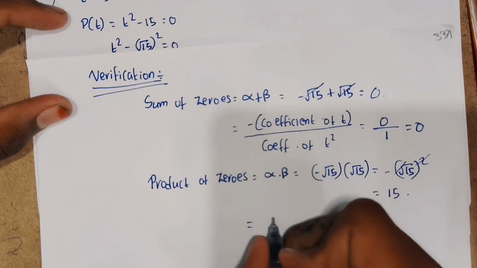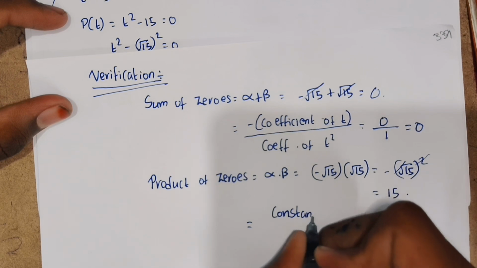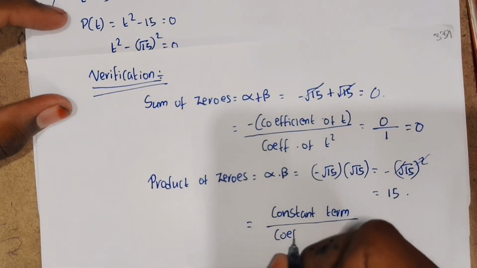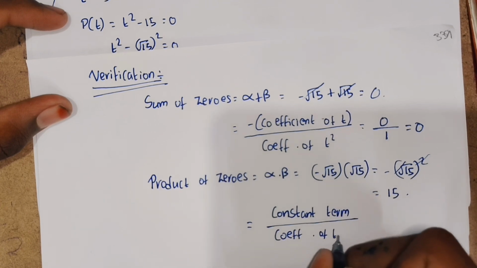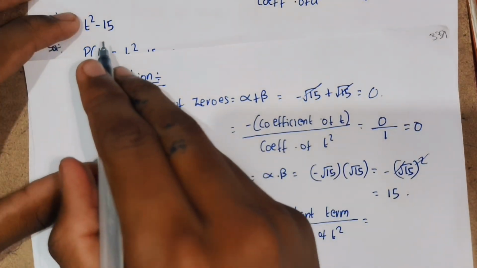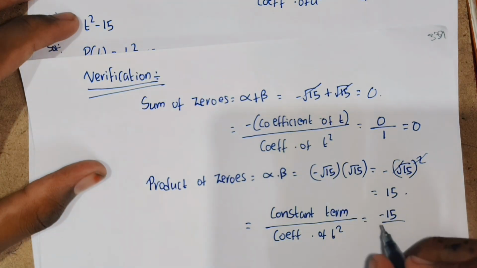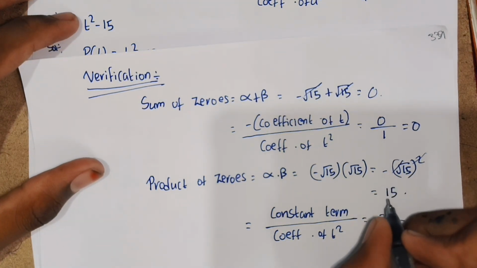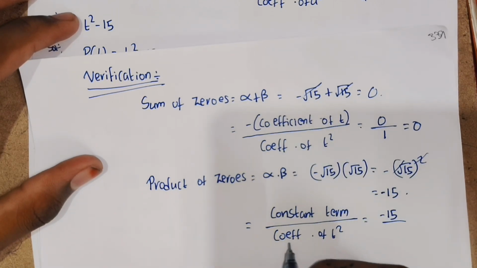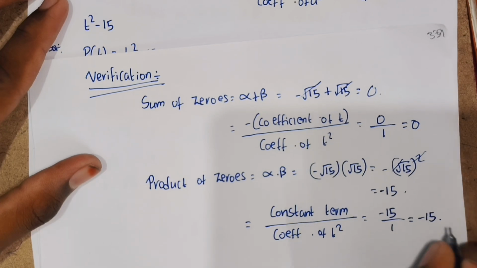Let us do the same by formula. Constant term by coefficient of t square is equals to, what is the constant here? Minus 15. So minus 15 by coefficient of t square is 1. Here I had a mistake, friends. Here there is also minus, so minus 15 by coefficient of t square means plus 1, equals to minus 15.